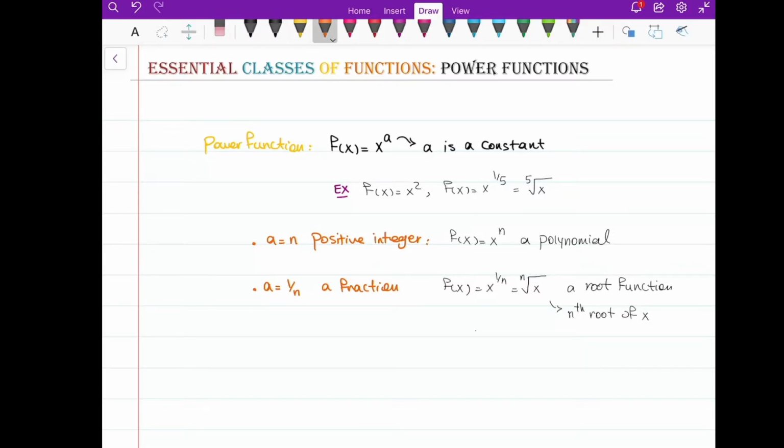Okay. If a is equal to negative 1 actually, then f of x would be equal to x to the power of negative 1, which is 1 over x. This is a reciprocal function. Let me show you the graph of it. If this is the x-axis, this is the y-axis, the graph of this function looks like this. This is y equals 1 over x.